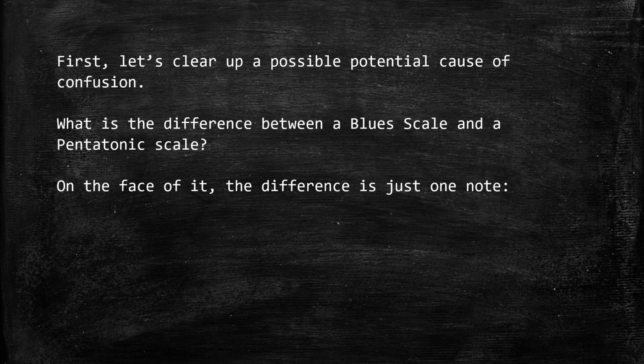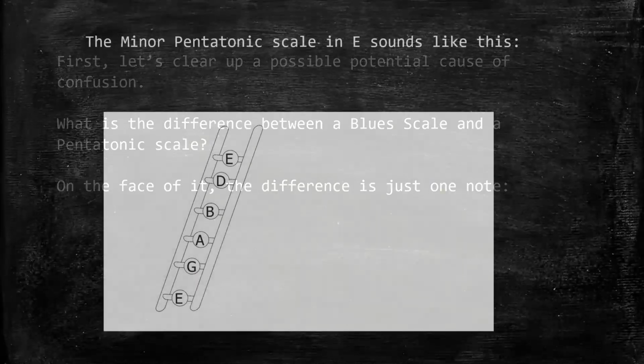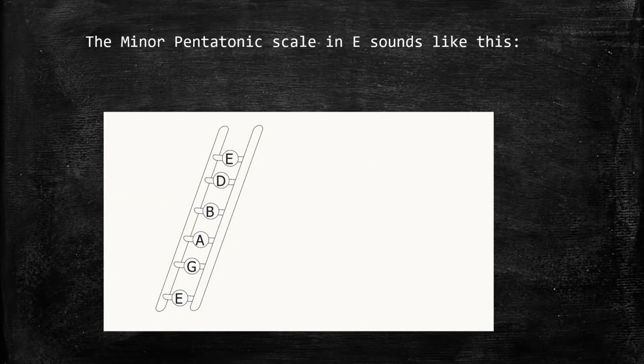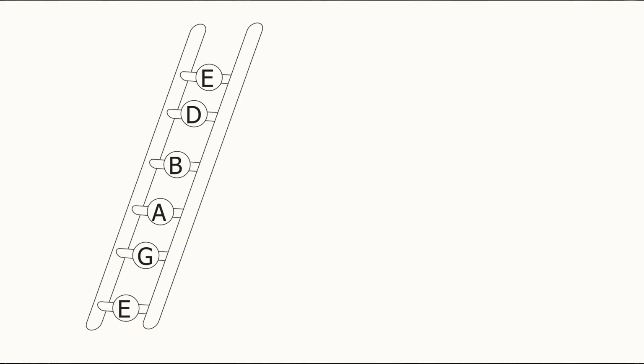What is the difference between a blues scale and a pentatonic scale? On the face of it, the difference is just one note. The minor pentatonic scale in E sounds like this. And the minor blues scale sounds like this.